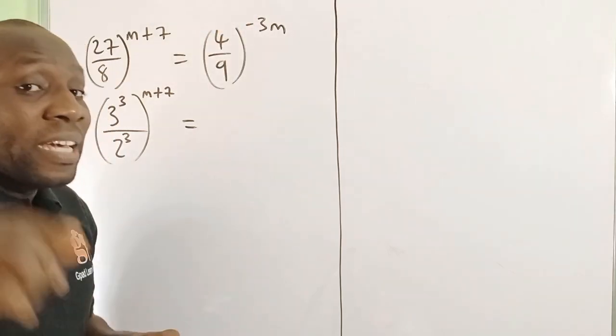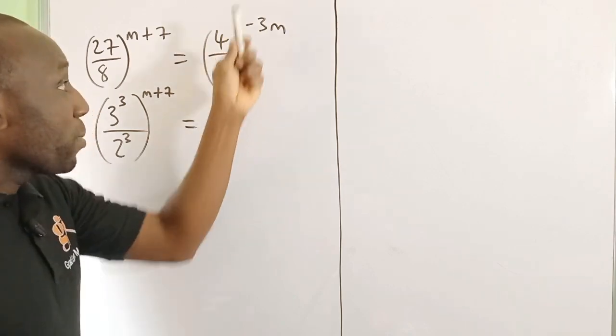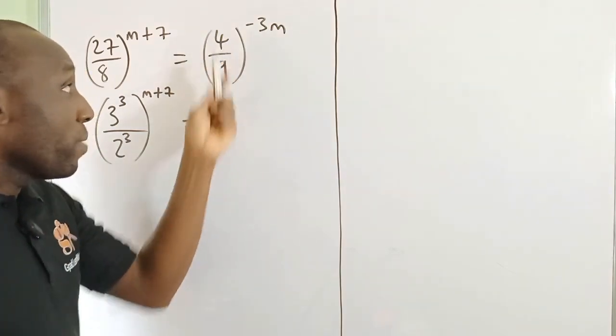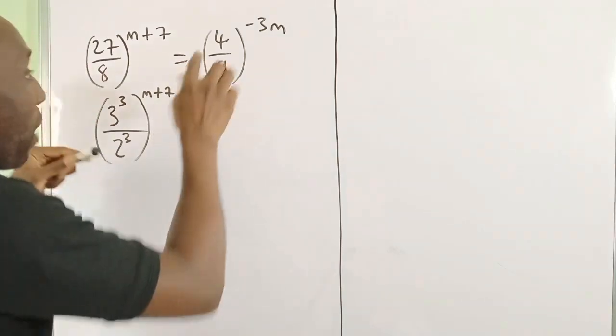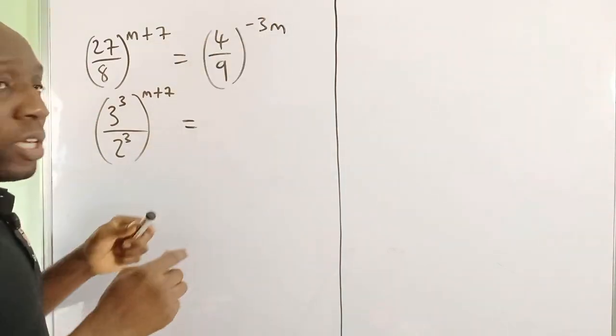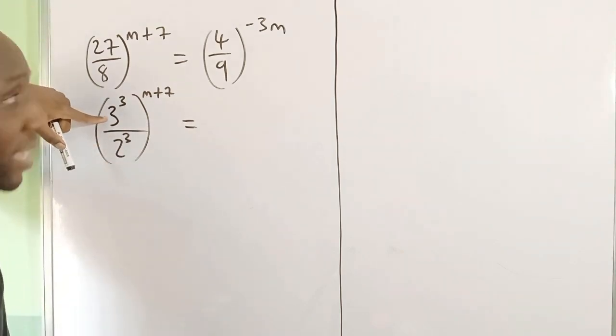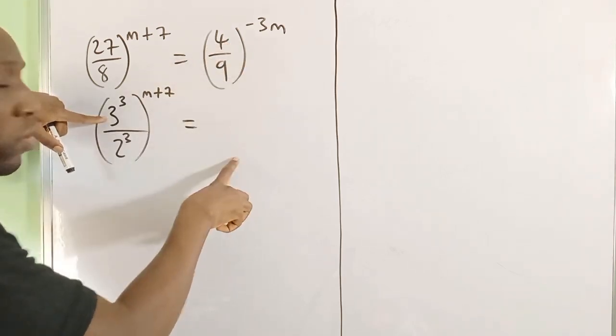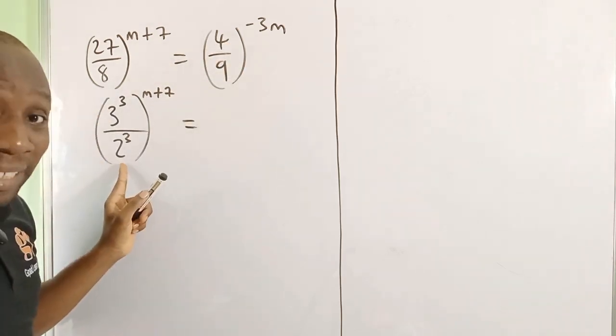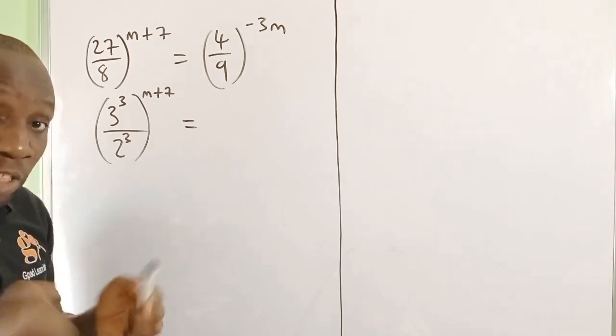Now, let me tell you this. The reason why we are removing the negative exponent and taking the reciprocal of this value is because if you take 9 up, you have 3 raised to the power of 2, which will match with the base here. And 4 becomes 2 raised to the power of 2, which will match with the base here. You see the logic behind this now.